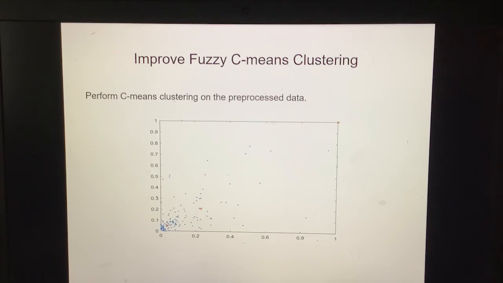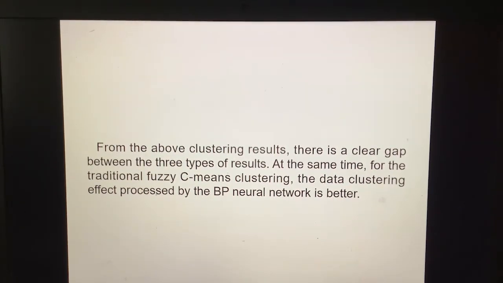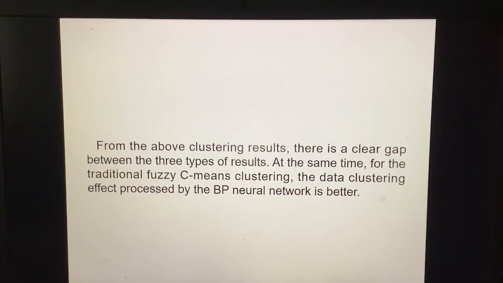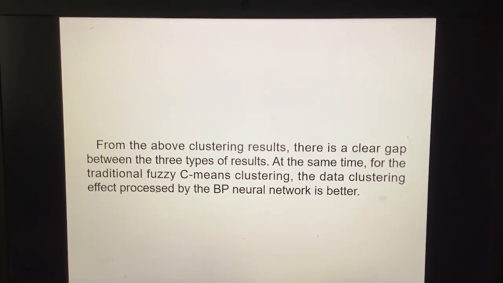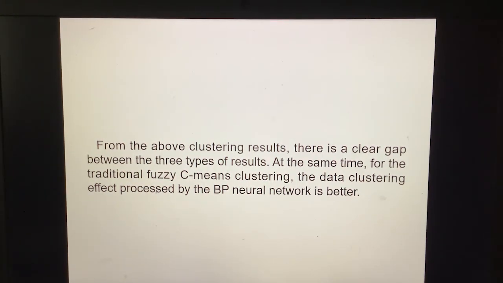Perform fuzzy clustering on the pre-processed data. From the above clustering results, there is a clear gap between the three types of results. At the same time, compared with the traditional fuzzy clustering, the data clustering effect processed by the BP neural network is better.